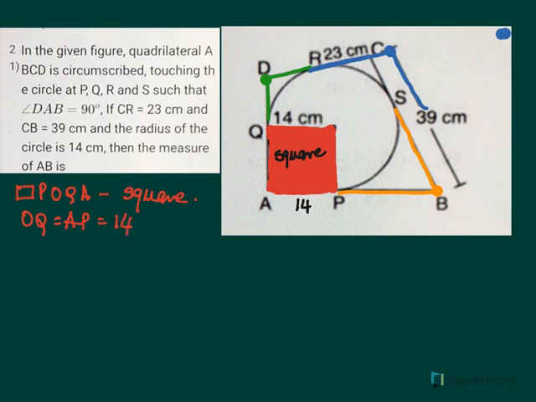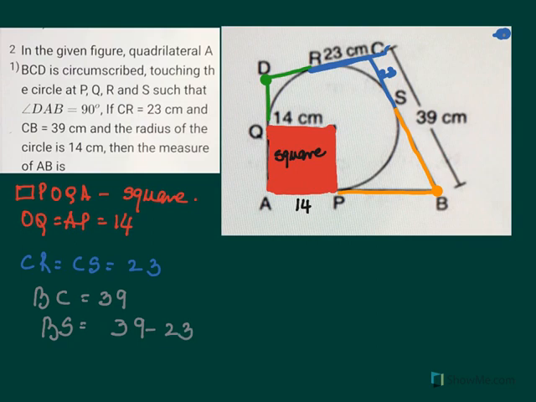Now let's get on from this side. We know that CR is 23 and therefore this also will be 23. So your CS will also be 23. So we write that out: CR equal to CS, which is equal to 23. Now here it is given to us that BC equal to 39. So your BS will be 39 minus 23.